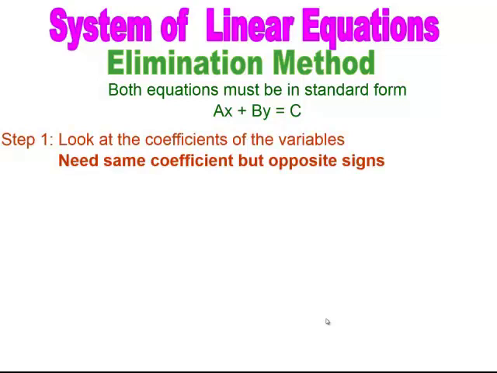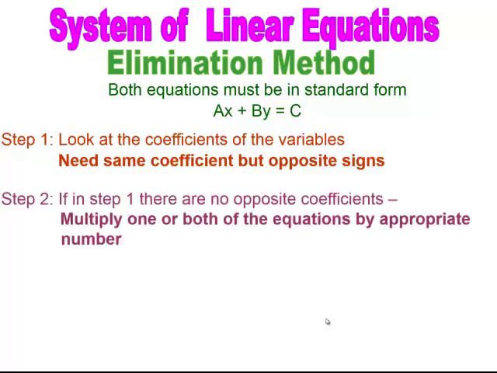So the first thing you're going to do is look at the coefficients of all the variables. And remember, the coefficients are the numbers that are attached to the variables. You need to have the same coefficient but opposite sign. The whole point of elimination is that when you add down, it has to eliminate one of the variables. In order to do that, you have to have the same number but opposite sign, because 3 minus 3 is 0, which would cancel them out. So you have to have the same coefficient but opposite signs with one of the variables.